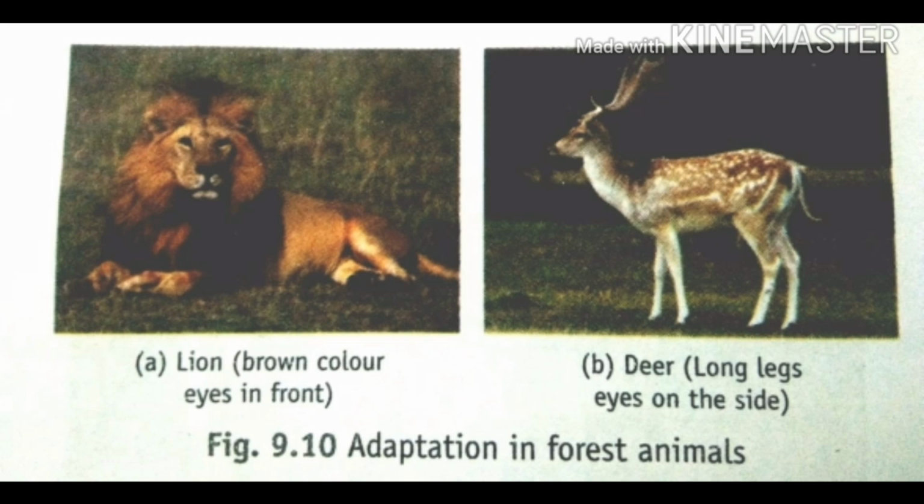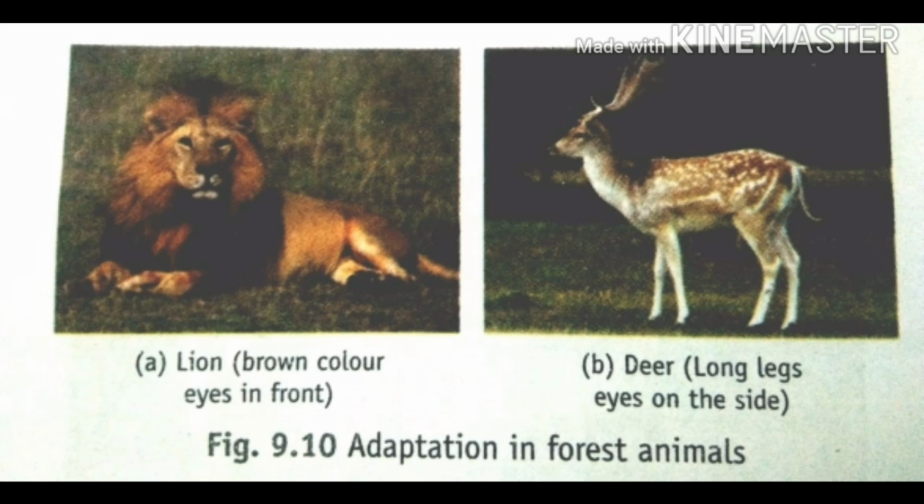Deer has eyes on the sides of its head that allow him to look in all directions for danger. They help him to escape from the predators.